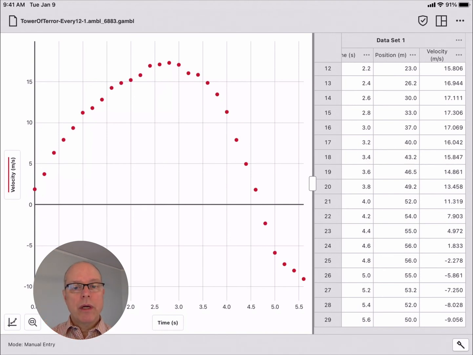So there's 2 parts to this. The very first part is that you need to know what these different sections of the graph mean. So from here, I just tapped with my finger and dragged from the left-hand side over to the middle that you can see. All of those points that are trending upward are the car full of people in the Tower of Terror moving in the positive direction. How do I know they're in the positive direction? Because they're above the 0 velocity. That's how I can tell.